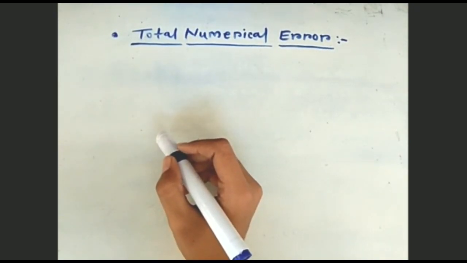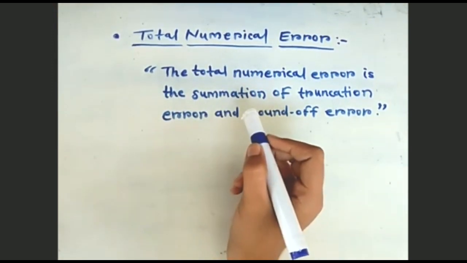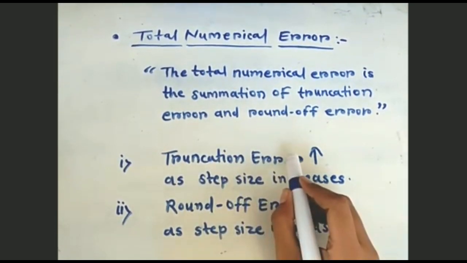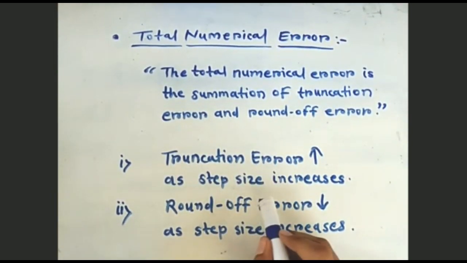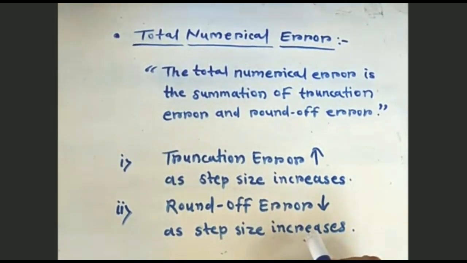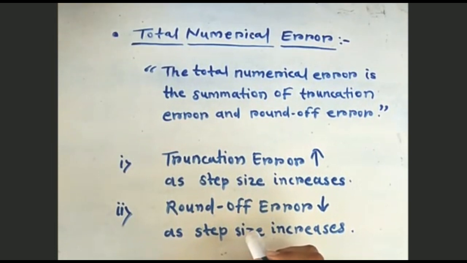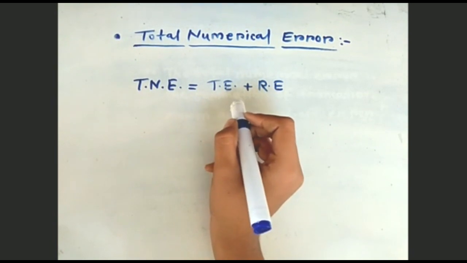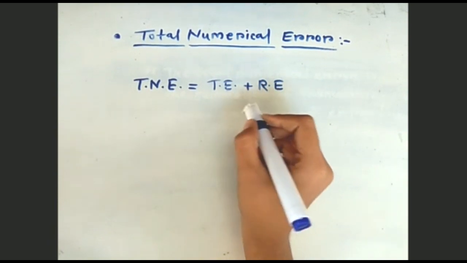Next, we will see total numerical error. The total numerical error is the summation of truncation error and round-off error. The truncation error generally increases as the step size increases, while round-off error generally decreases as the step size increases. Assuming that the mathematical model has been properly formulated and the input data are accurate, the total numerical error primarily consists of two components. First, truncation error, and second, round-off error.